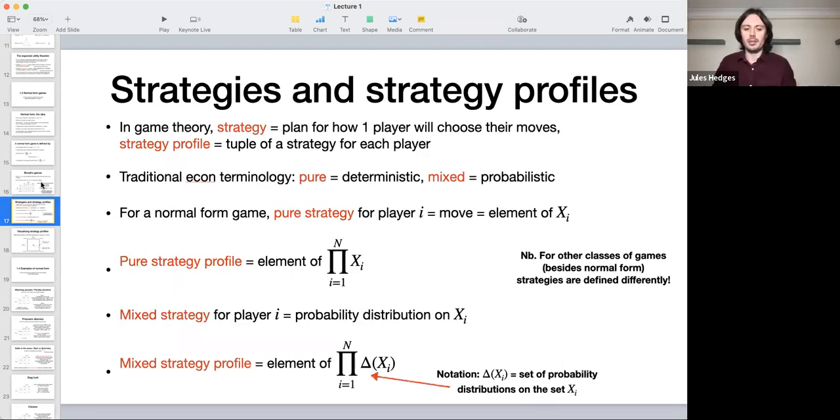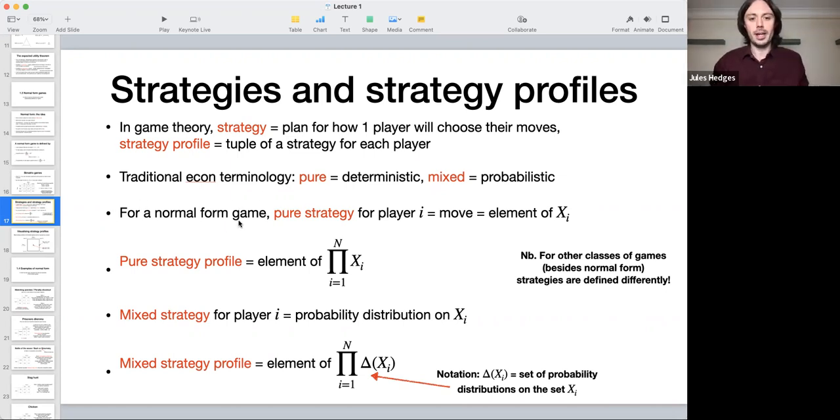The other fundamental concept with normal form games is strategies and strategy profiles. A strategy in game theory means something like a plan for how the player is going to choose their moves. And a strategy profile is going to be a strategy for each player, a tuple containing a strategy for each player. There is traditional terminology, which is that a pure strategy means a deterministic strategy, and a mixed strategy means a probabilistic strategy. So, do you allow your players to use randomness while choosing their move or not?